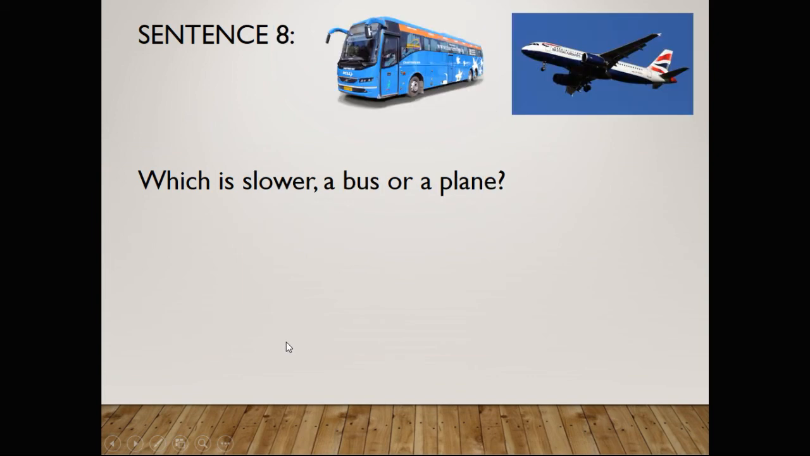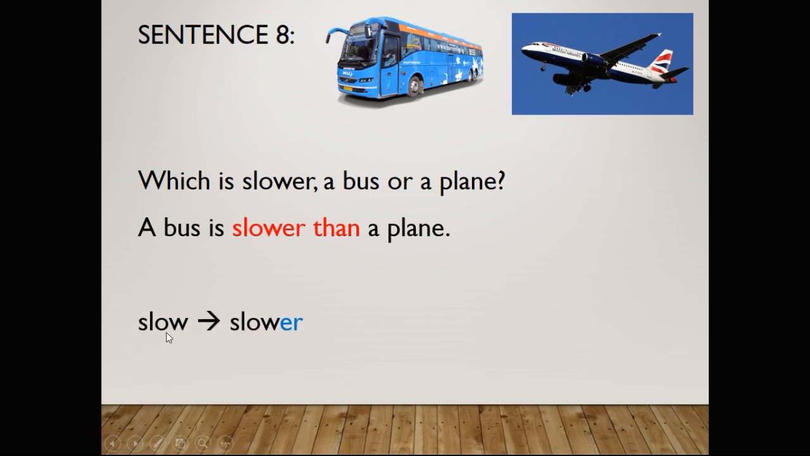Number 8. Which is slower, a bus or a plane? And the answer is a bus is slower than a plane. The word slower is from the word slow. Slow, slower, with ER at the end.